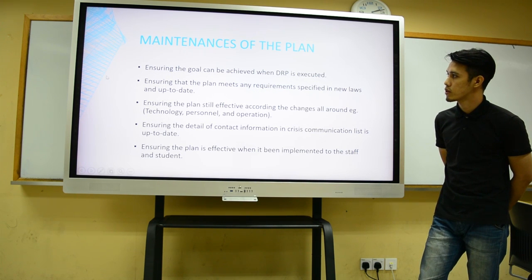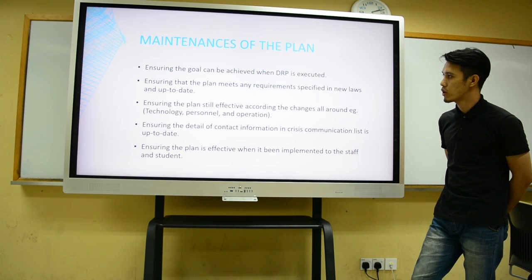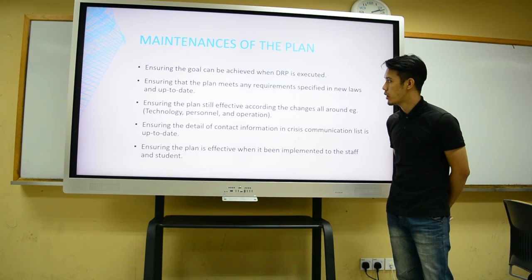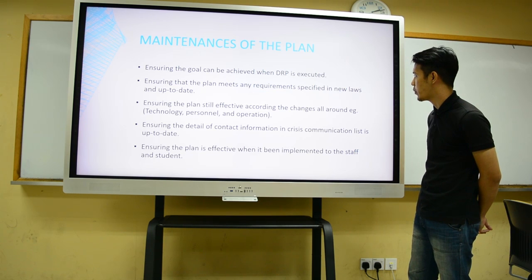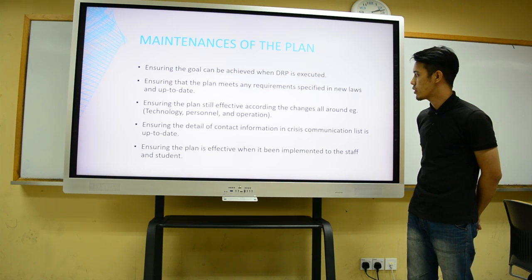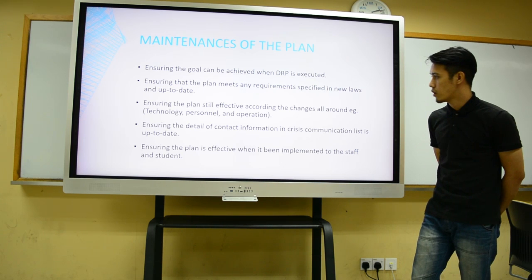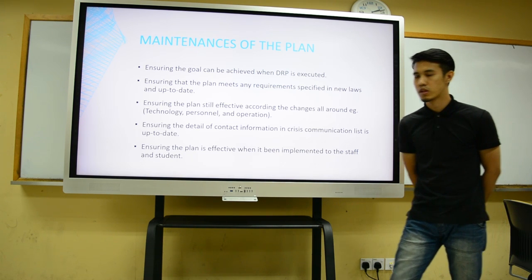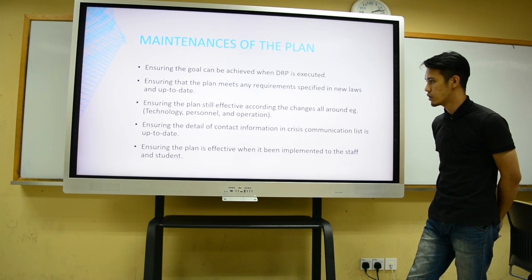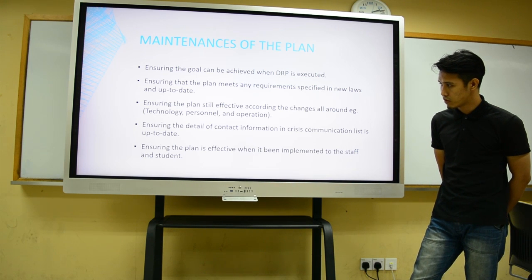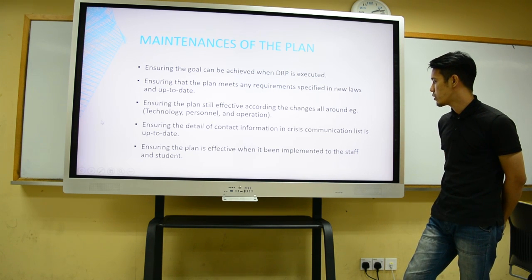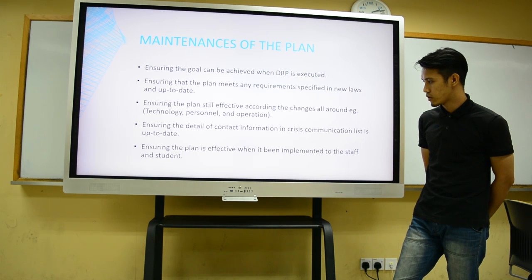Okay, this is maintenance of the plan, which is ensuring the goal can be achieved when the DRP is executed, ensuring the plan meets any requirements specified in new laws and is up to date, and ensuring the plan is effective according to changes all around. For example, technology, personnel and operation, ensuring the details of contact information and communication lists are up to date, and the last one is ensuring the plan is effective when it is implemented to the staff and students.